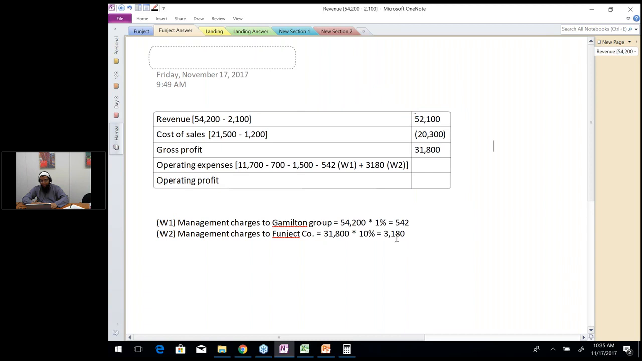Okay, is this clear up to now? Is there any confusion up to now that we have removed the impact of the division that has been sold, because that will not be there once I acquire Aspect company? So that is something not relevant to me, and I have removed the charges that currently Aspect company is paying to the Gamilton group, and instead I've included the value that I'm going to charge from them.